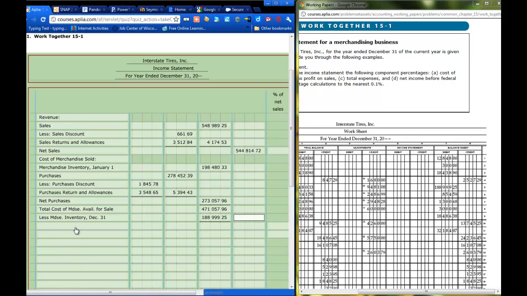Sure. Wait, how did you get that? From your worksheet on the top. Oh. From merchandise inventory on the balance sheet.